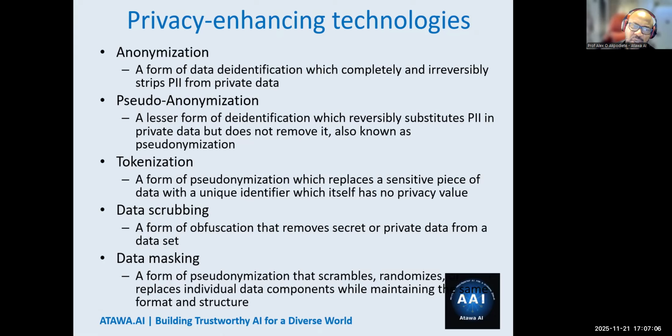training AI models. Also, data scrubbing is obfuscation, meaning making it confusing, removing secret or private information from a data set. And then finally, data masking, which is part of pseudonymization, where I scramble, randomize, or replace data components while maintaining maybe the same format and structure. So the whole idea is: what do I need? What is my requirement? What kind of privacy technology am I going to apply?